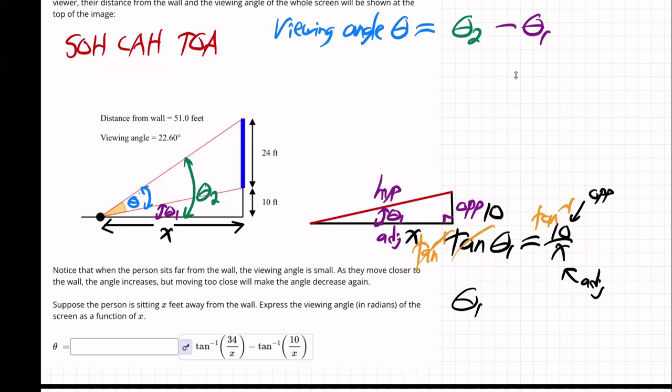So then theta 1 is inverse tangent of 10 over x. So there's theta 1, inverse tangent 10 over x. Okay, now how do we get theta 2? Well, same kind of thing.